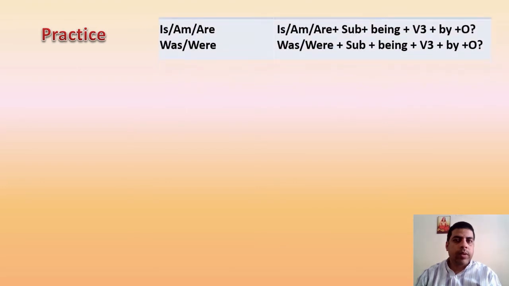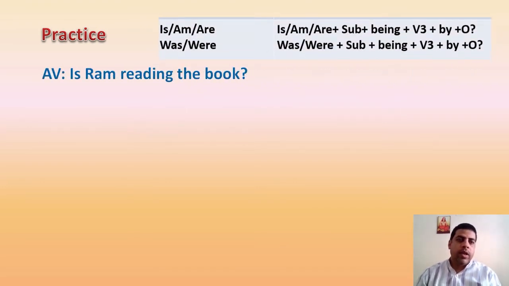Let's now practice a few exercises from present continuous as well as past continuous. First question is Ram reading the book? When you have this question, you have the subject Ram, the book, object, is reading, that you know already, it is in present continuous in question form.